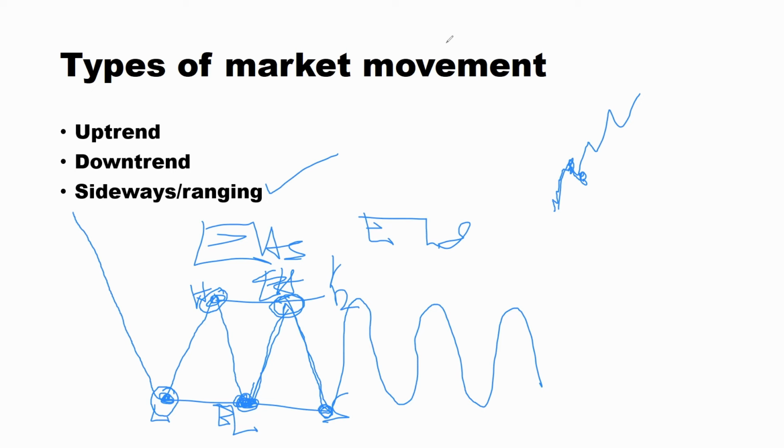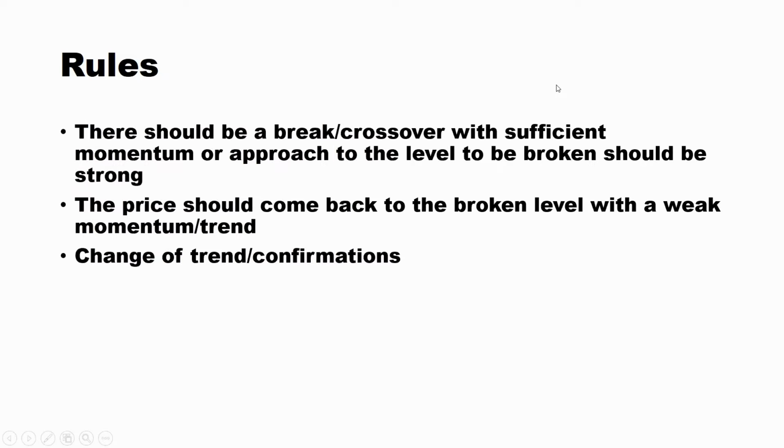Now, having known the types of markets, let's move on and look at the rules of breakout, right? We do have rules. Breakout is not just a matter of price crossing a certain level or breaking below or above support and resistance, right? So let's first look at these rules properly so that when we go to the charts, you understand exactly what we are looking out for, right?